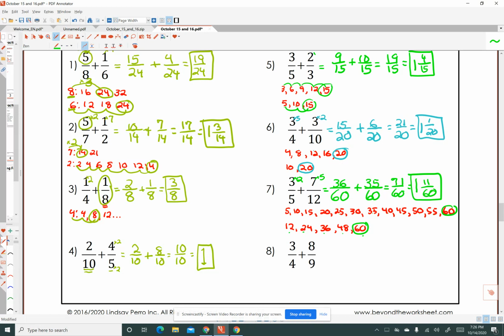And then number 8. What are the multiples of 4? 4, 8, 12, 16, 20, 24, 28, 32, 36. And the multiples of 9: 9, 18, 27, 36. So it looks like 36 is going to be our least common multiple, and that'll be our new denominator. So we'll have a denominator of 36.